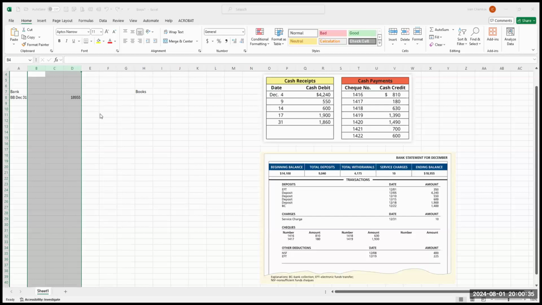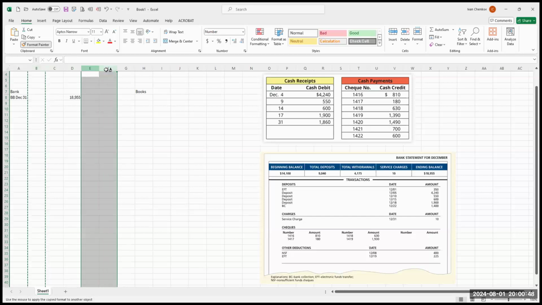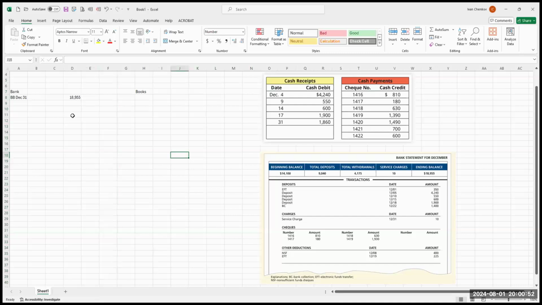There are no pennies, so we're going to eliminate the pennies. There'll be no decimals, and that's how the number is going to be shown here. And we can do the same formatting for the rest of the columns. So we're going to have the same formatting. We don't have to do any formatting anymore. So this is your starting point with the bank. And we're going to start with the beginning balance at December 31st, which is 18,955.